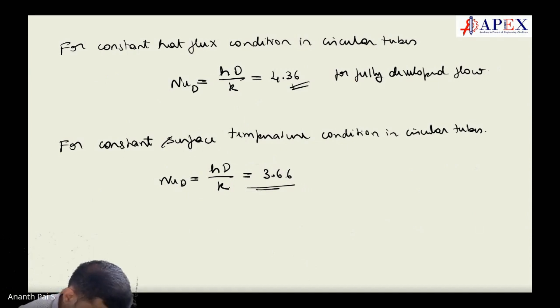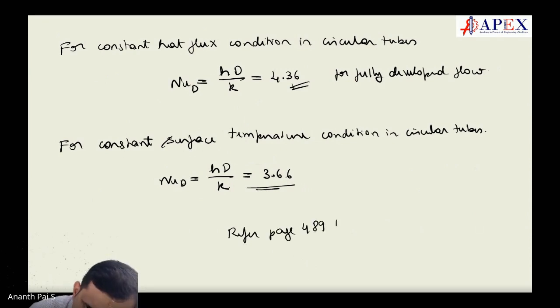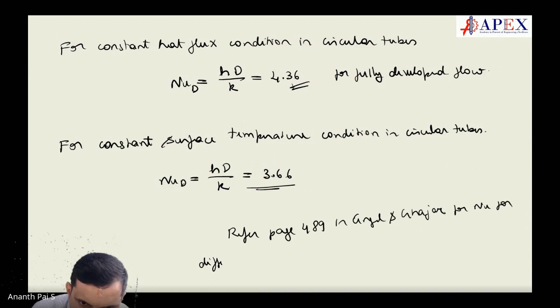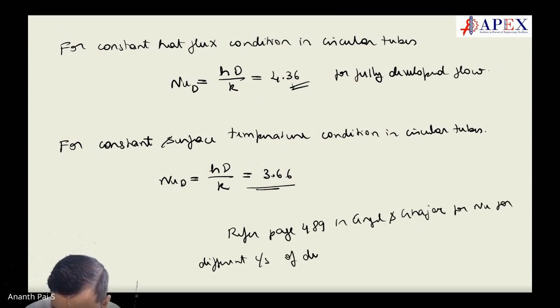Then also refer to page number 489 in Sanjal and Ghajar for Nusselt number for different cross sections of ducts.